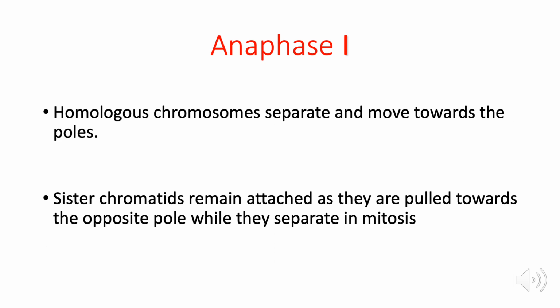In anaphase I, the homologous chromosomes separate and move towards the opposite poles. Sister chromatids on the same chromosome remain attached to each other because you are going to pull one whole chromosome. So the sister chromatids will never separate from each other, which is very different from the anaphase of mitosis. Because in the anaphase of mitosis, sister chromatids are pulled towards the opposite sides. This time, the sister chromatids will move towards the opposite sides together.